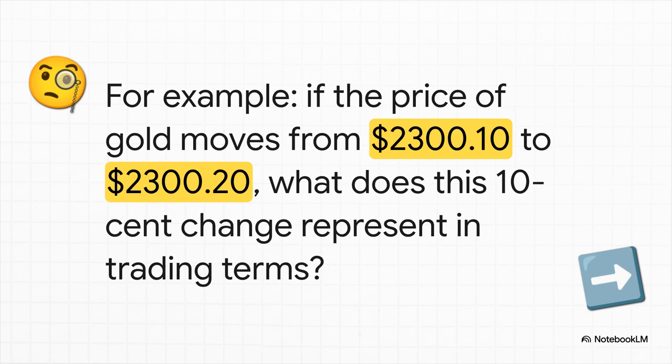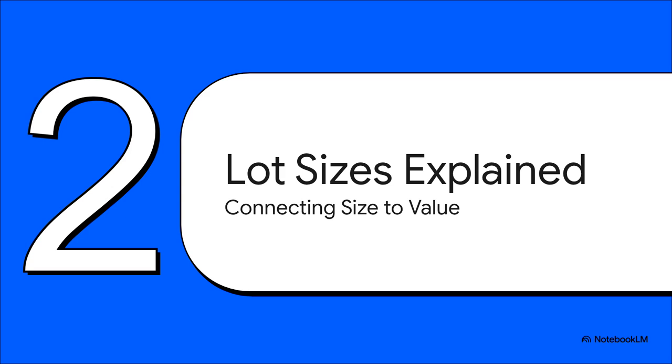So what does that actually mean for your trade? That 10-cent move is 1 pip. Simple as that. Now, you might see some brokers call this 10 points, where every single cent is a point. But for our purposes, the most important thing to remember is this: 1 pip is a 10-cent move. That's the key.